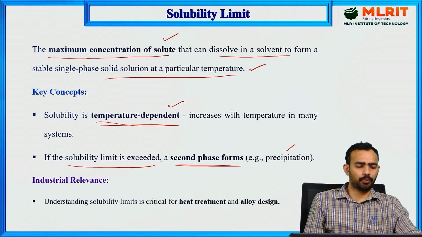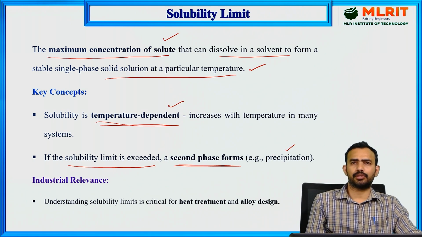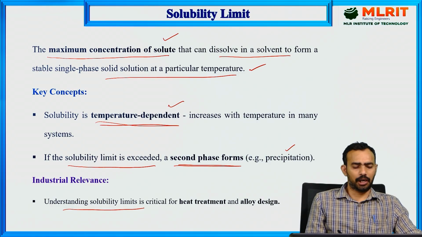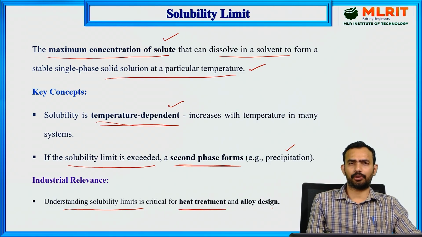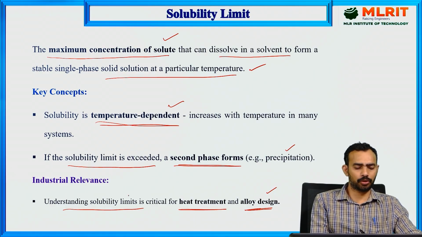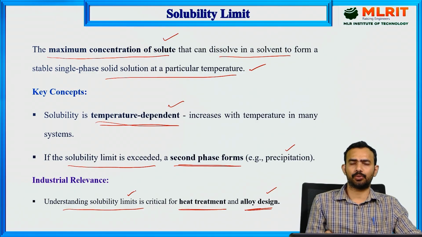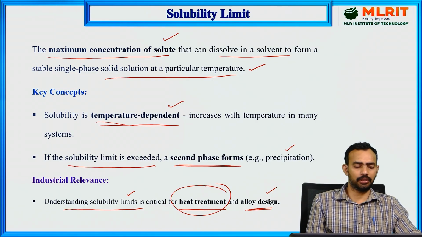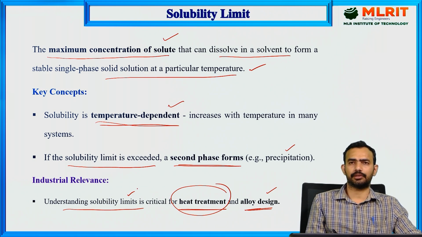So what is the industrial relevance of this solubility limit? Understanding the solubility limit is crucial, especially for heat treatment processes and for designing an alloy, that is, material combinations and designing the alloy system. One needs to have a clear understanding of the solubility limits of the two elements, and the solubility limits will also help us with better heat treatment processes.